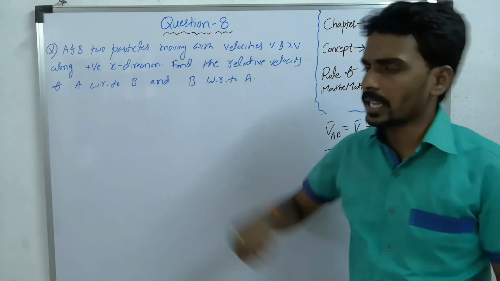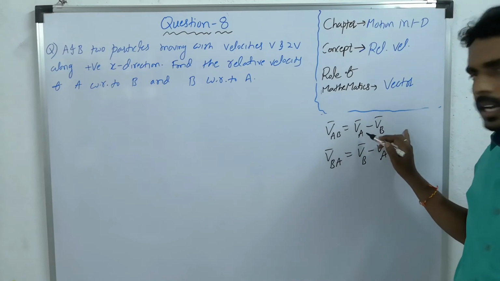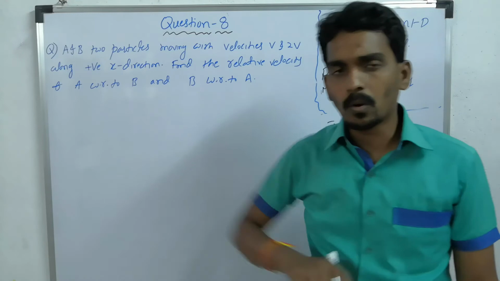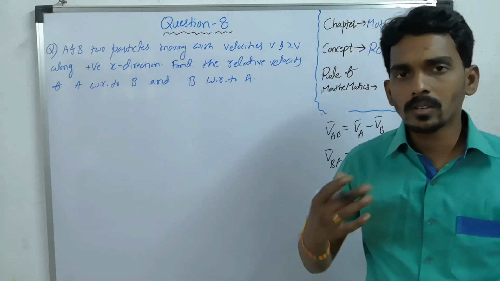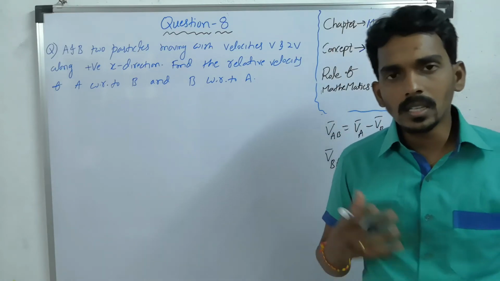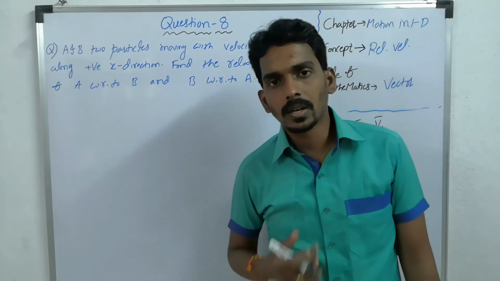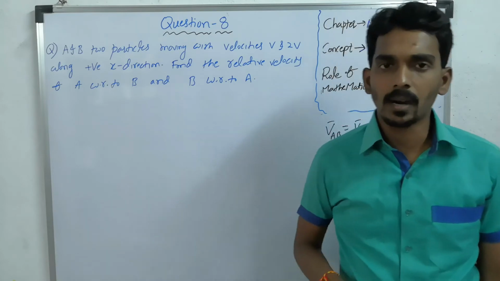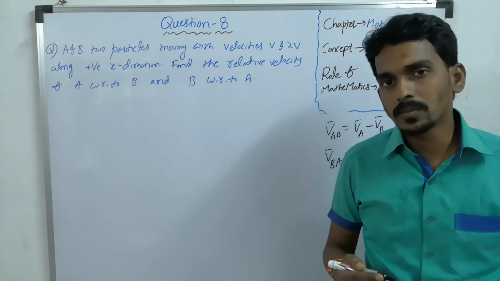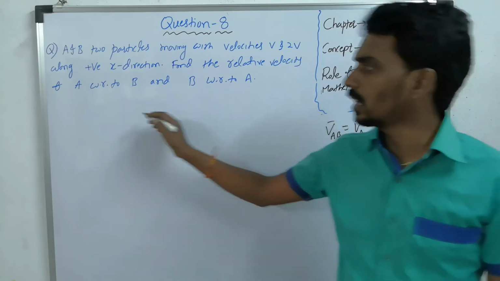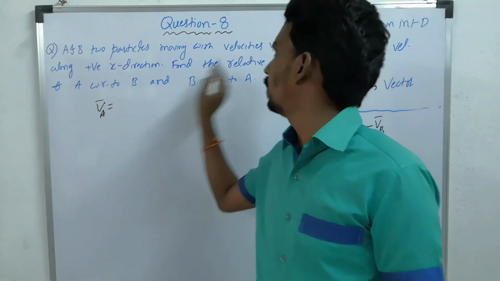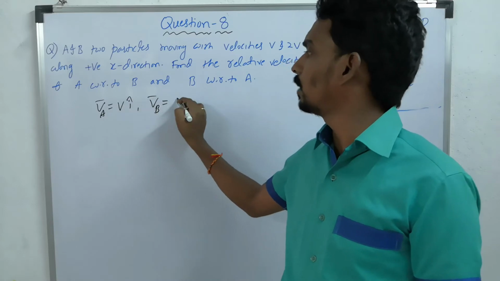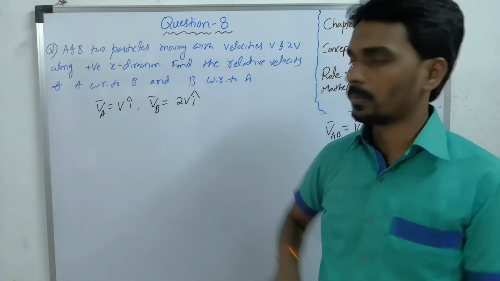Now two particles A and B are there. So first write VA bar and VB bar in vector form. As they are moving along positive x direction, how can you represent it in vector form? What is the direction representation for the x-axis? I cap. Positive x-axis means plus I cap, negative x-axis means minus I cap. So here VA bar will become V I cap, since the magnitude is V, and VB bar will become 2V I cap.